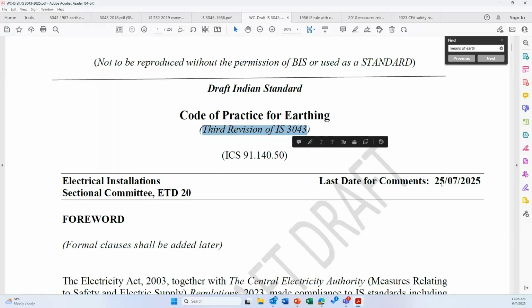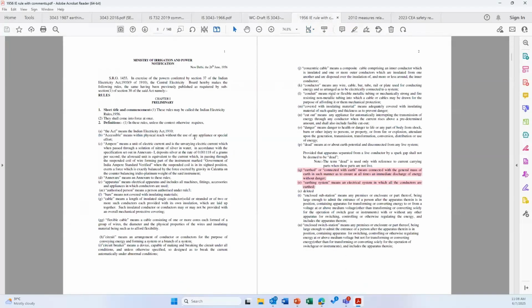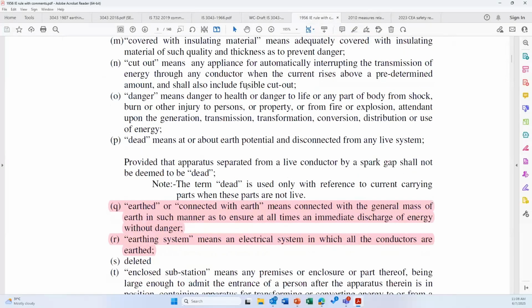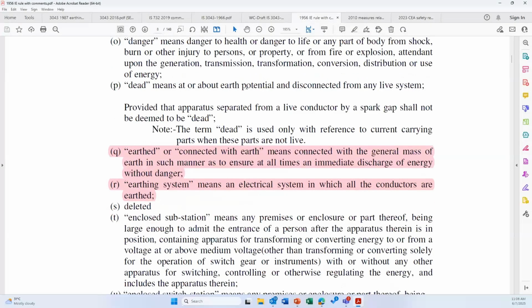Before having a look into the document, I would like to explain a little bit about the historic subjects of discussion. For example, what you are seeing on the screen is the IE Rule 1956. In 1906, the first definition of earth was made, and it was defined as connected to the general mass of earth.